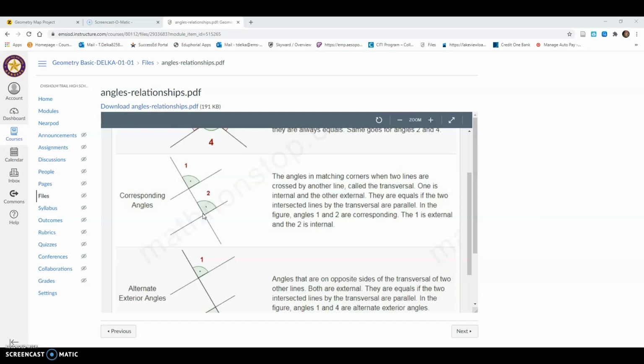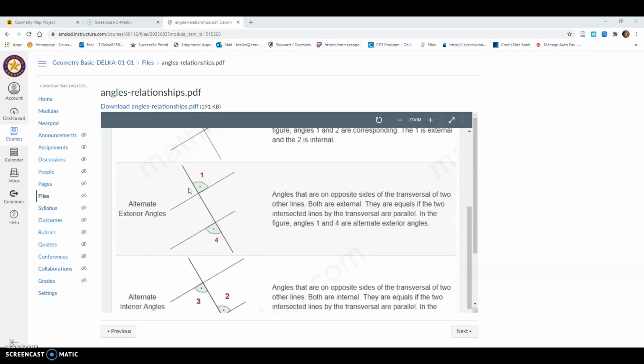They are equal if the two lines intersected by the transversal are parallel. Parallel means they do not cross each other, but yet they are side by side. This angle and this line, this angle and this line, they're never going to touch. Okay, so that's why they're called parallel. In the figure, angles 1 and 2 are corresponding. The 1 is external and the 2 is internal, which we just discussed.